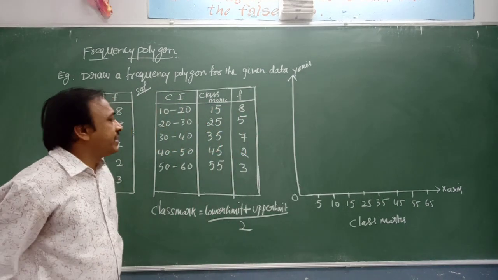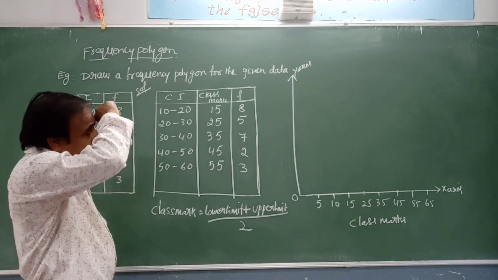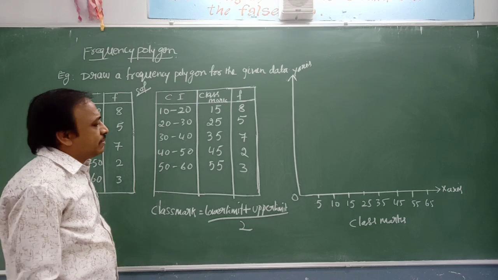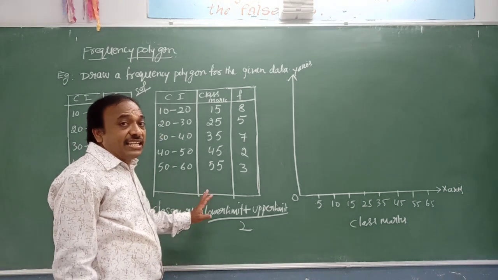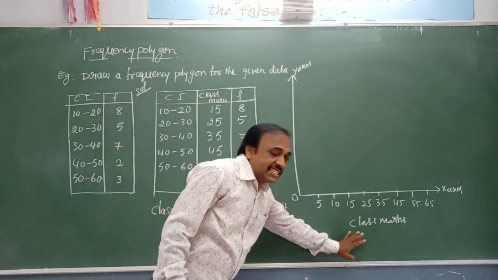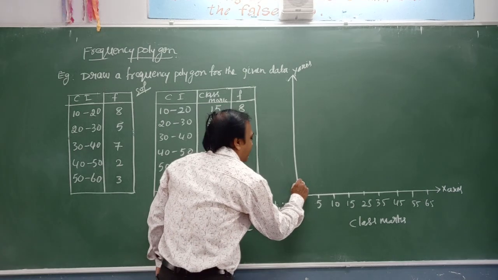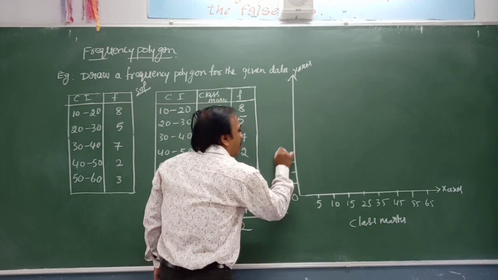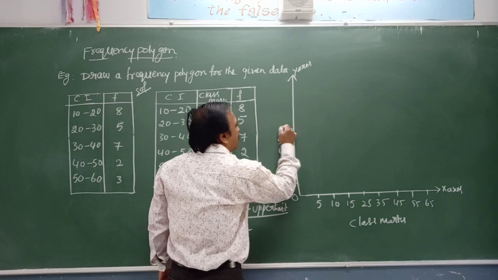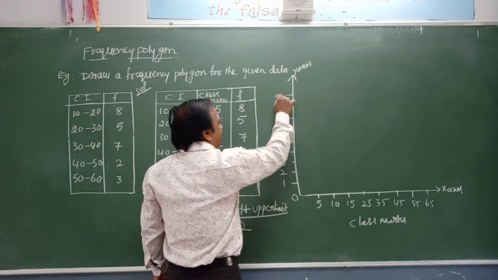Class marks. Next class marks, we are taking class marks on the x-axis and frequencies on the y-axis. So frequencies 1, 2, 3, 4, 5, 6, 7, 8, 9.